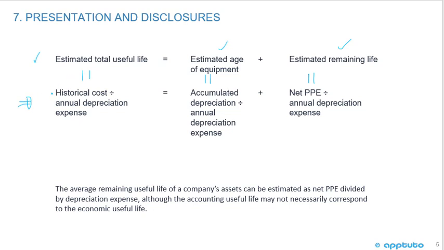So the estimated total useful life can be estimated by the historical cost divided by the annual depreciation expense. The estimated age of the equipment can be estimated by the accumulated depreciation divided by the annual depreciation expense. The estimated remaining life can be estimated by the net plant, property, and equipment divided by the annual depreciation expense. Okay? So again, these are some formulas that you need to memorize because given two, calculate the third, etc. So the average remaining useful life of a company's assets can be estimated as net PP&E divided by depreciation expense, although the accounting useful life may not necessarily correspond to the economic useful life.